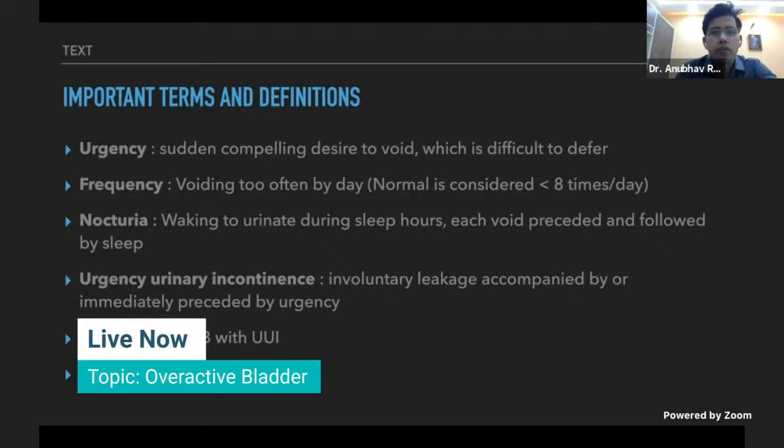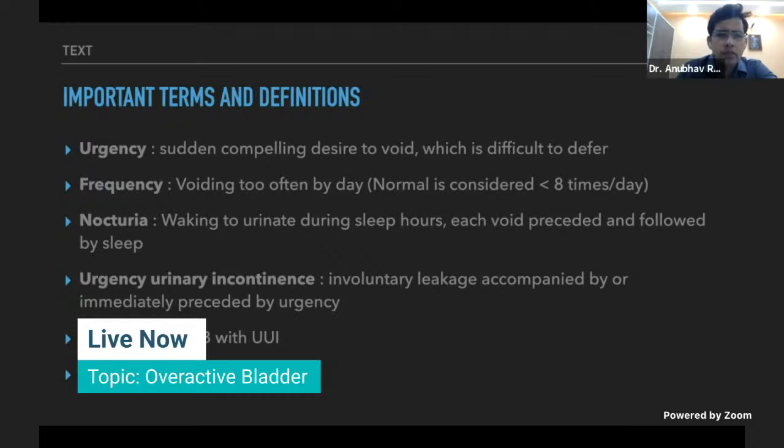Frequency is voiding too often by day. Normal is considered as less than 8 times per day. So if you're voiding more than 8 times in 24 hours, then this becomes frequency. Nocturia is that you have to wake up in the night to urinate during sleep hours. That is, each void has to be preceded and followed by sleep. Many patients come to us and say that before going to sleep, I go to the washroom again and again, but that does not mean that you are having nocturia. Nocturia has to be preceded by sleep and has to be followed by sleep. That is, your sleeping hours are getting disturbed by the need to get up to urinate.